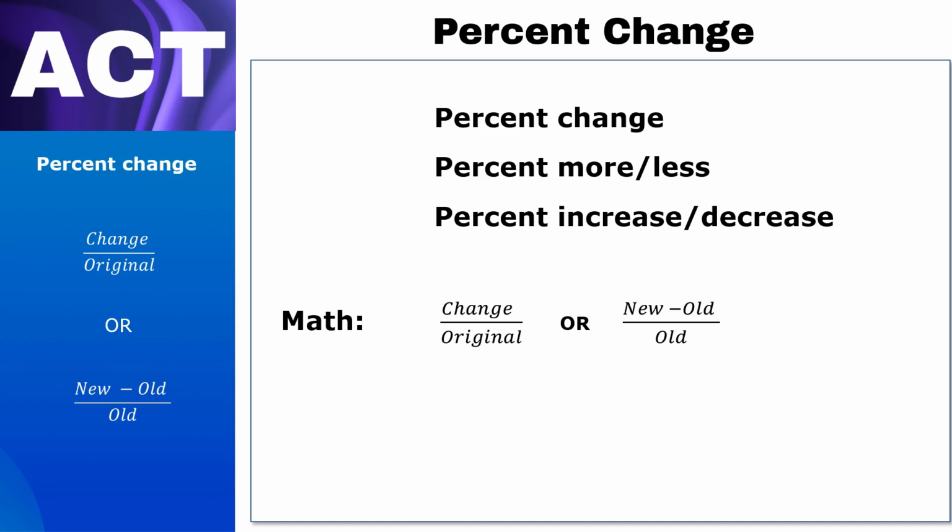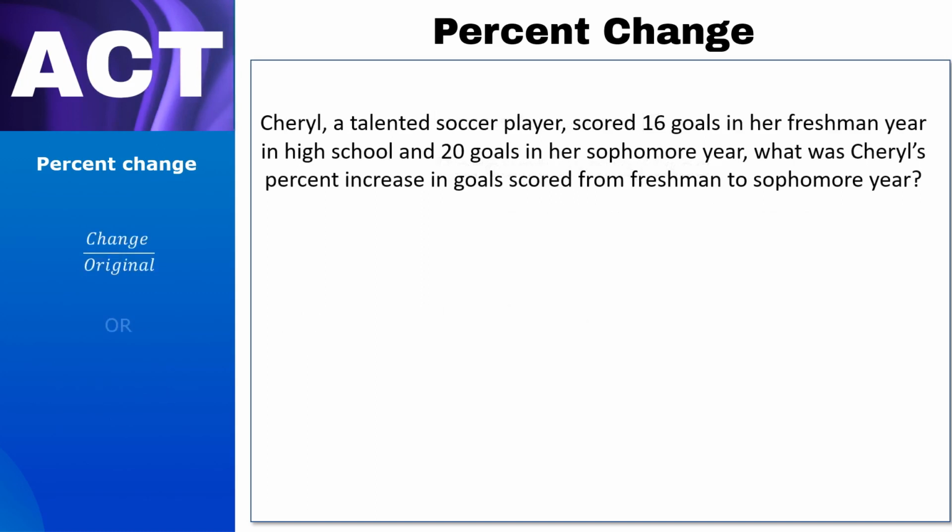Let's take a look at an example. Cheryl, a talented soccer player, scored 16 goals in her freshman year in high school and 20 goals in her sophomore year. What was Cheryl's percent increase in goals scored from freshman to sophomore year?